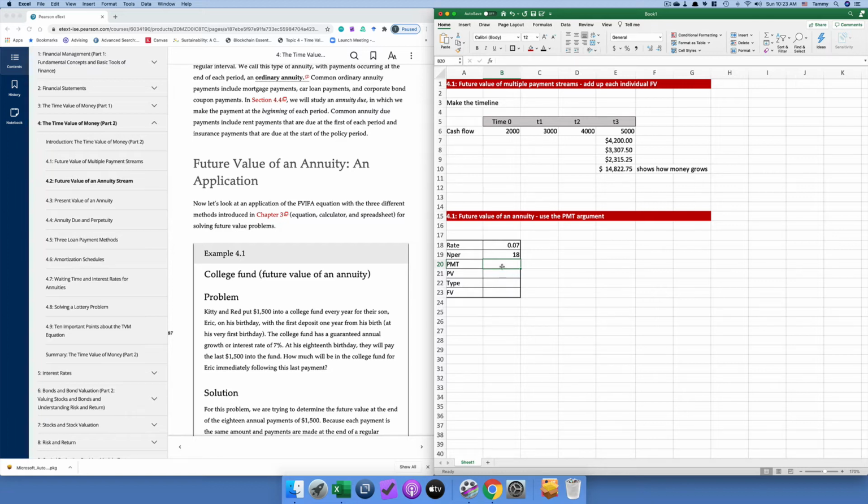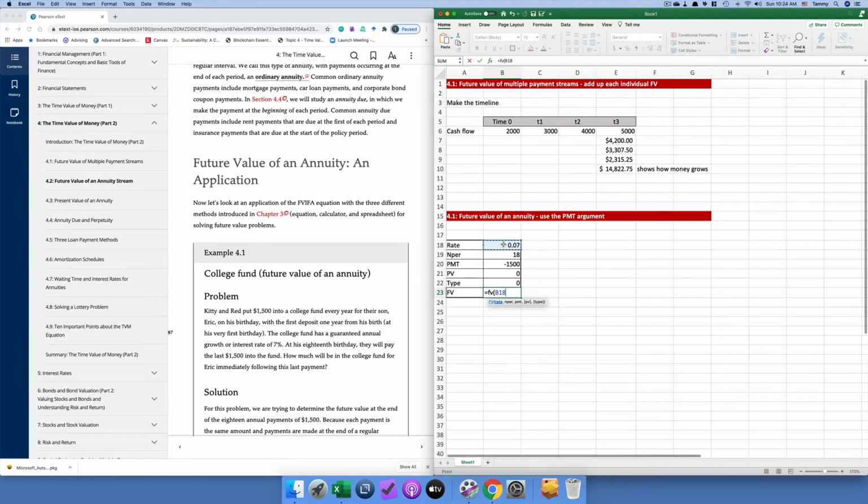So the payments were $1,500. We're going to take them as a negative because those are cash flows that are moving away from the parents. Now the present value is 0. We're going to leave the type as 0, I believe, and we're going to solve for the future value. Okay, so here's our rate, 18 years. The payment is a negative 1,500. Present value is 0, type is 0, and there it is. 50,998.